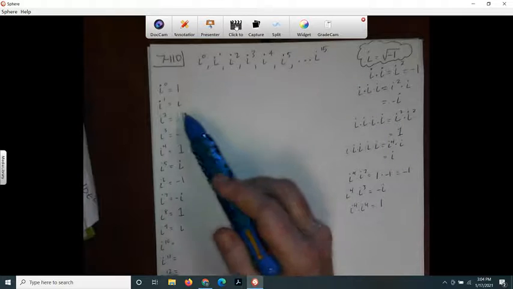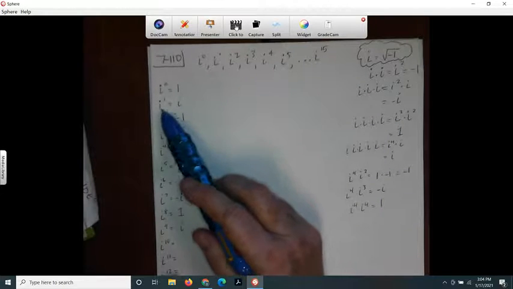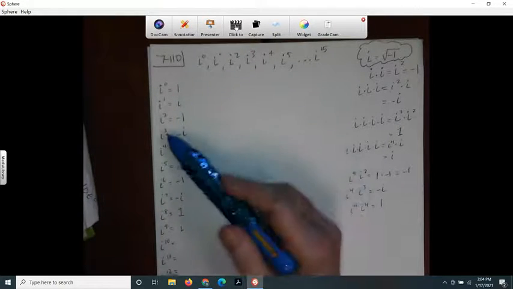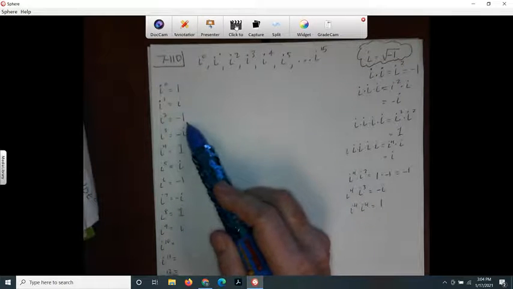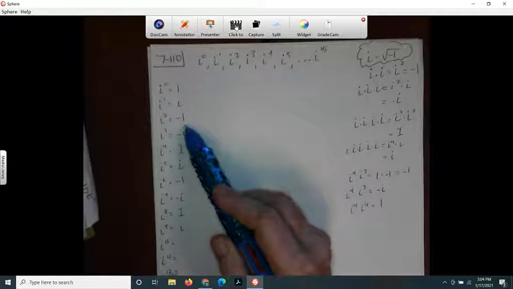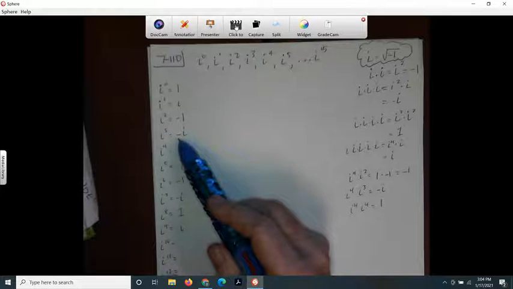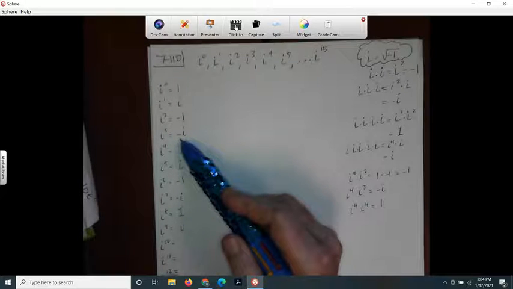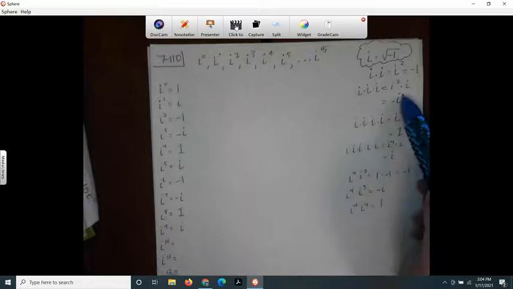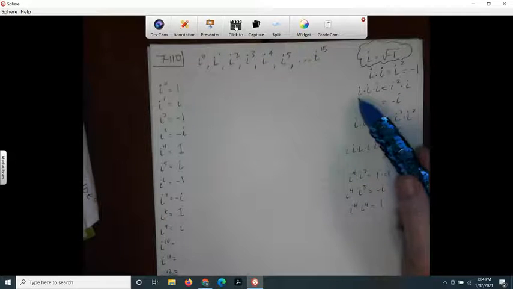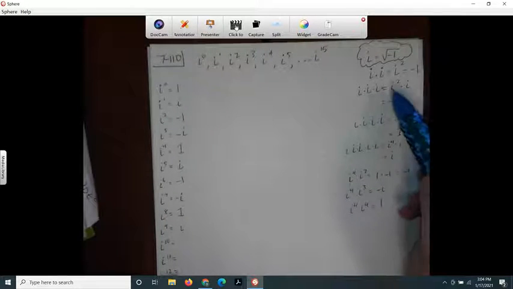i cubed is negative i. And why is that? So I worked that out over here. i cubed, that's i times i times i. These two i's make i squared. We said i squared was negative 1. So it's negative 1 times i. So that's negative i.